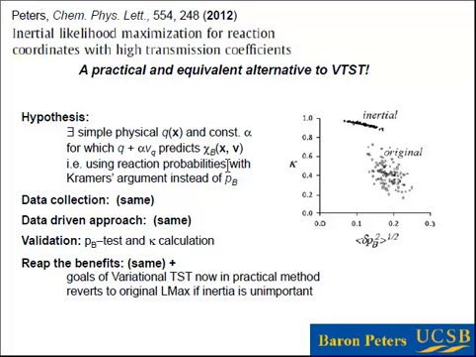Now, the data collection procedures in inertial likelihood maximization are exactly the same as before. We use the same data-driven approach. Again, we try a whole bunch of different coordinates and check which of those coordinates do the best job at explaining the unbiased data that we got from transition path sampling. In the final stages, we test our coordinates using the committer test, but we also compute a transmission coefficient. And if everything's working well, we should find a transmission coefficient that's very high.